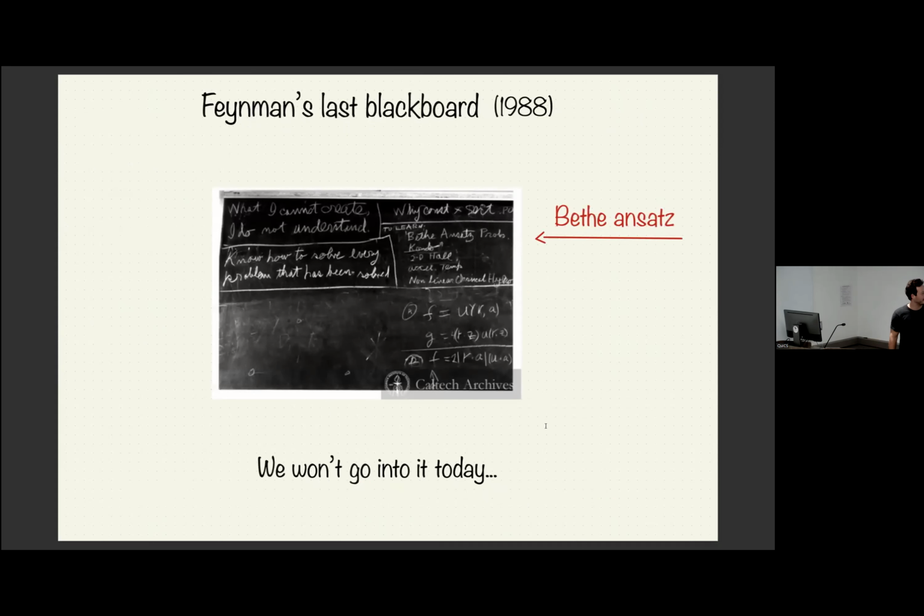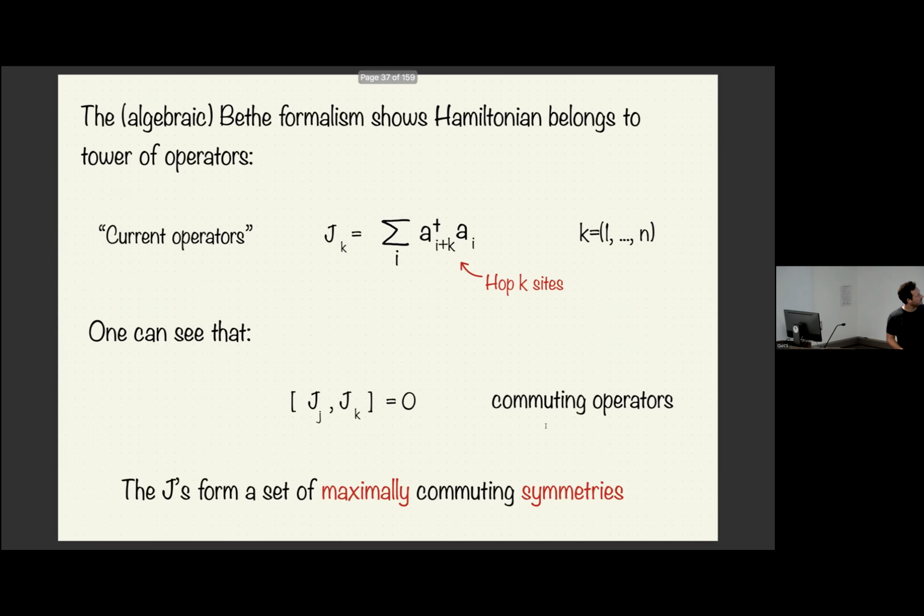It's a complicated story. But for the case of the XX spin chain, you can just check, using the anti-commutation relations of the A's with the A daggers, they're just canonical fermionic anti-commutation relations, that indeed all these operators commute.